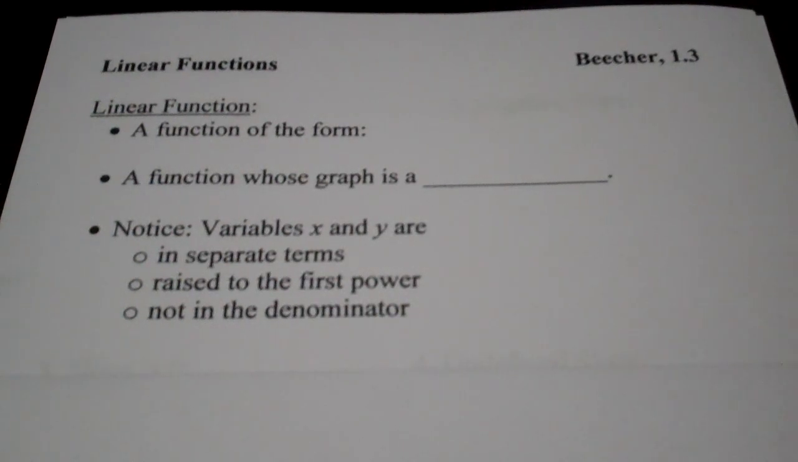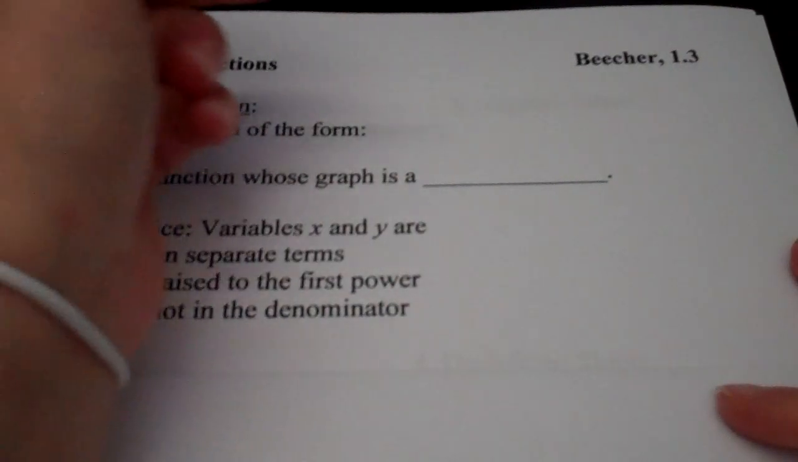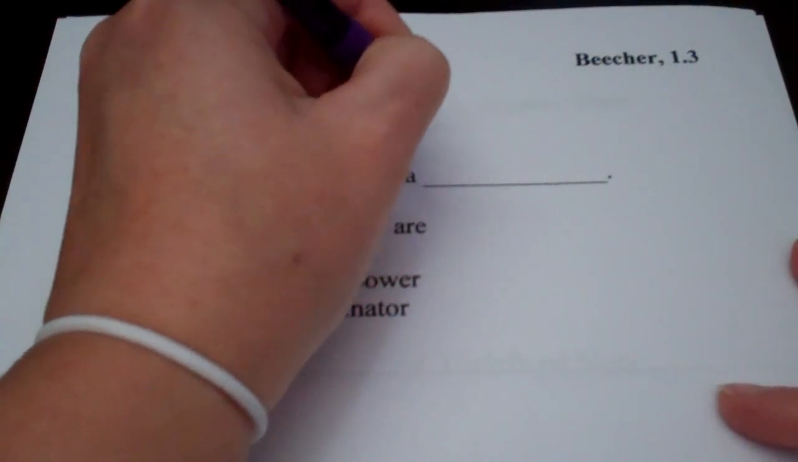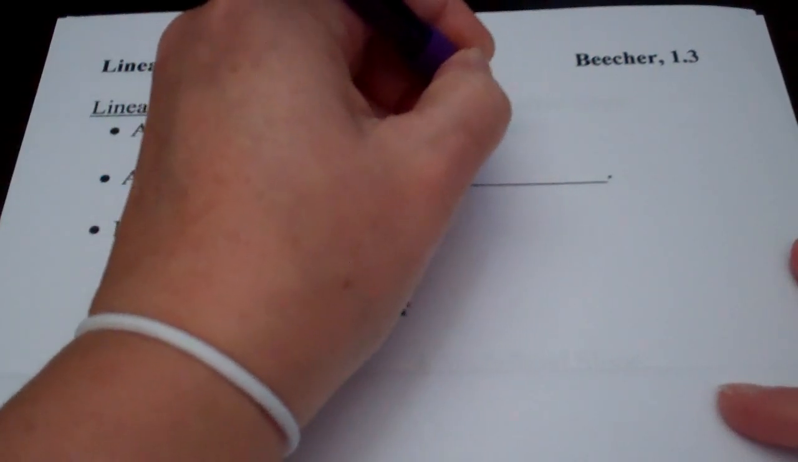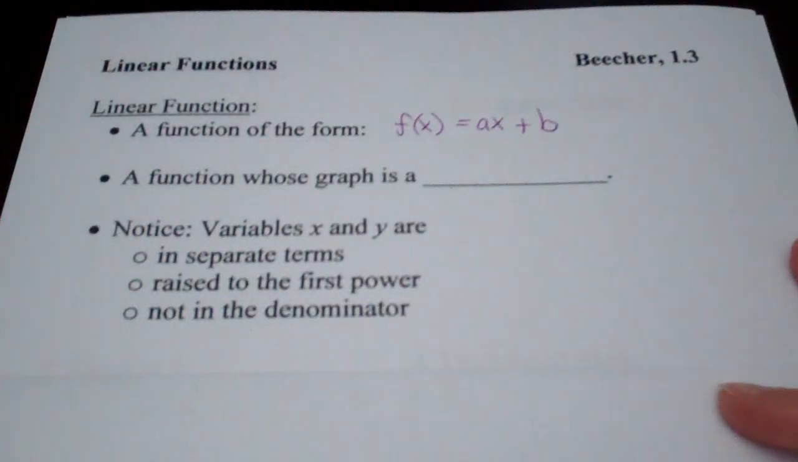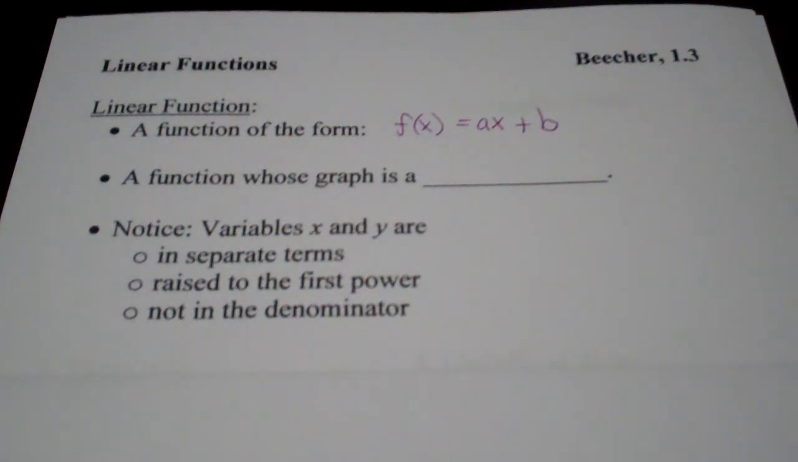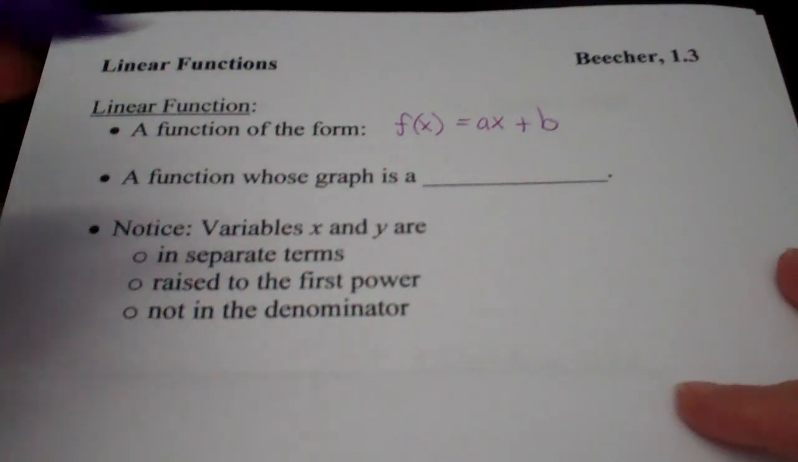A linear function would be a function of the form f of x is equal to ax plus b. Now this is the general form that we use to describe a function that is linear. You've probably seen the y equals mx plus b. This is essentially the same as that. Y and f of x are interchangeable. And in this format, a and b are real numbers, just like m and b would be real numbers, so they're very much comparable. A linear function has a graph that is a line.